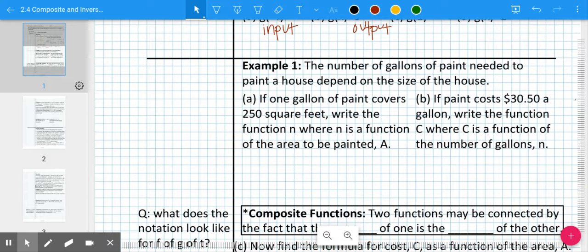Example 1, we are now going to go ahead and put some of this together and talk about compositions today. So example 1 says we have a gallon of paint. It covers 250 square feet. We write N as a function of A. We have already done this. We did this last week.